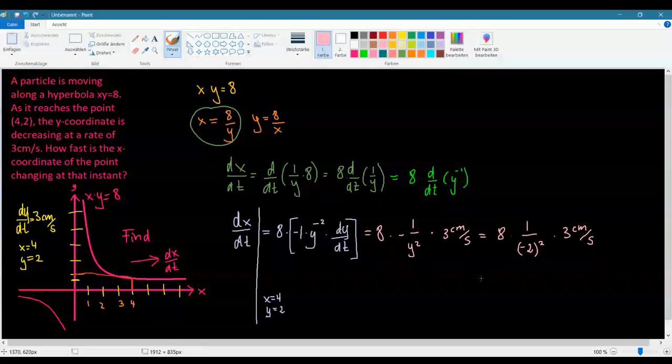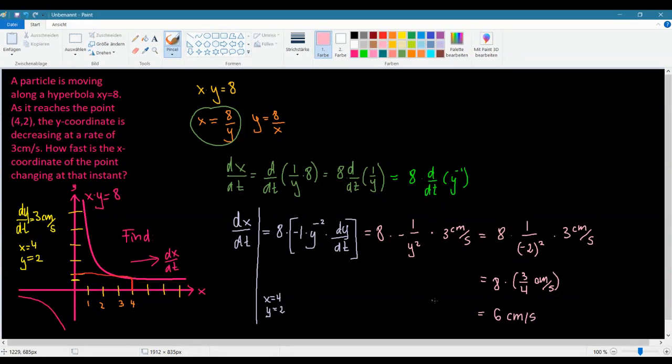Well, that negative is going to go away, and we're going to end up with 8 times 1/4 times 3 centimeters per second. I'm going to go ahead and just simplify that. I don't need to do every single step. We're going to end up with 8 times 3 over 4 centimeters per second, which is going to simplify to 6 centimeters per second. So that's our final solution. The change in x over the change in time, or the rate of change of x, is 6 centimeters per second at this instant when the particle is at the point 4, 2.